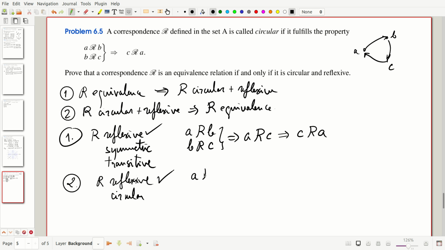Suppose that A is related to B, right? Then we also know that B must be related to B because it is already reflexive, and because it is circular, if A is related to B and B is related to B, B is related to A. So if A is related to B, B is related to A, which means it's symmetric.